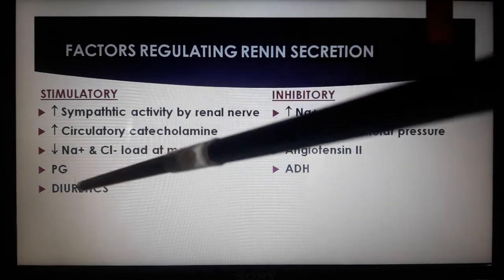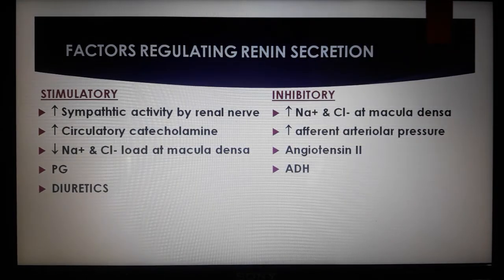Prostaglandin and diuretics. Inhibitory factors: increased sodium and chloride at the macula densa, in the same way. When there is dehydration in our body, concentrated urine is produced, and sodium and chloride increase at the renal tubule, and this causes inhibition of renin secretion. Also increased afferent and efferent arteriolar pressure, angiotensin 2 and ADH.